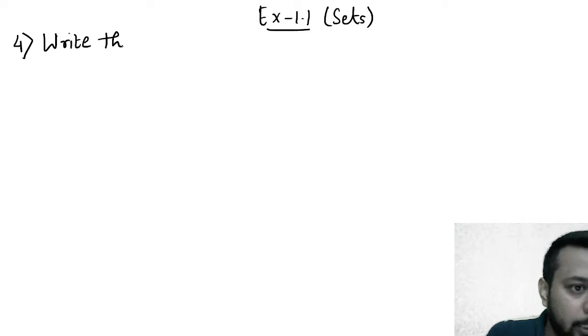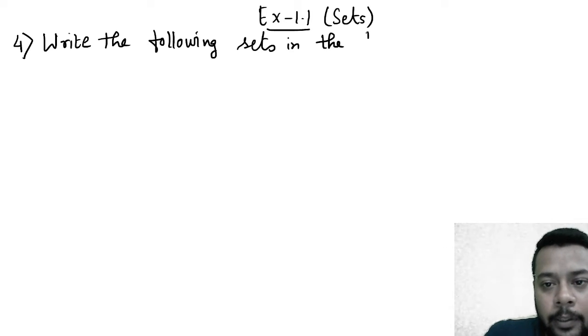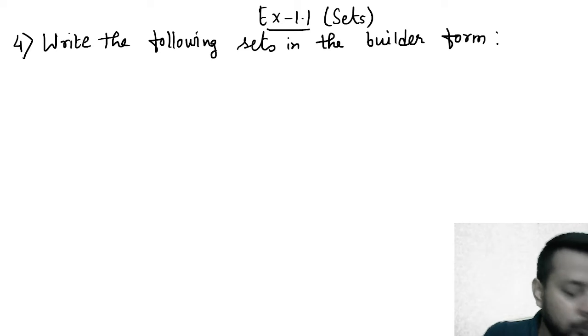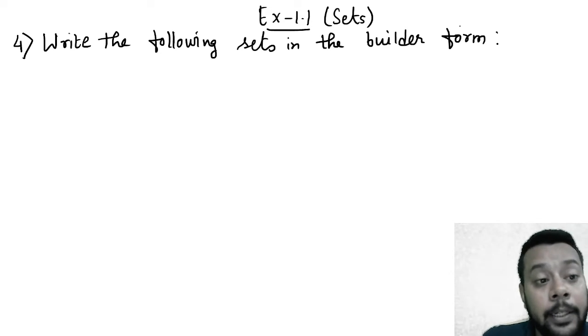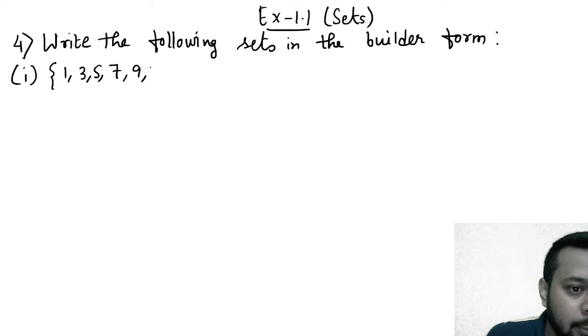You have been told to write the following sets in the builder form. What does it mean? That the sums will be given in the roster form and you have to write the answers in the builder form. So the first question here is 1, 3, 5, 7, 9, 11, 13.